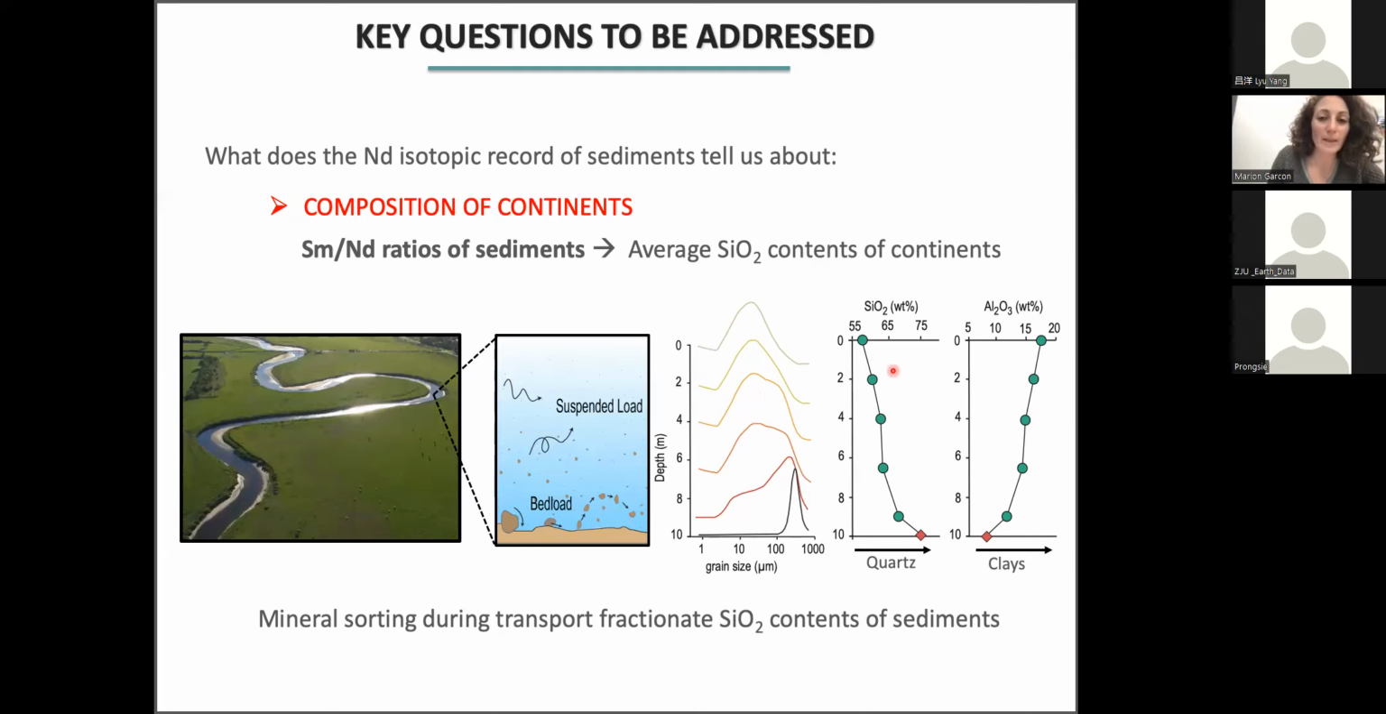And so if you look at this chemically speaking, you can see basically if you sample sediments here, suspended load here, and suspended load at the bottom, then the silica content varies a lot with depth. Here 55% up until 75% at the bottom. And the counterpart is true also for other elements such as aluminum, because of course you have less clay in the bottom and more clay here. So if you look at the silica content of the sediments, this will not reflect the silica content of the source because it has been fractionated.